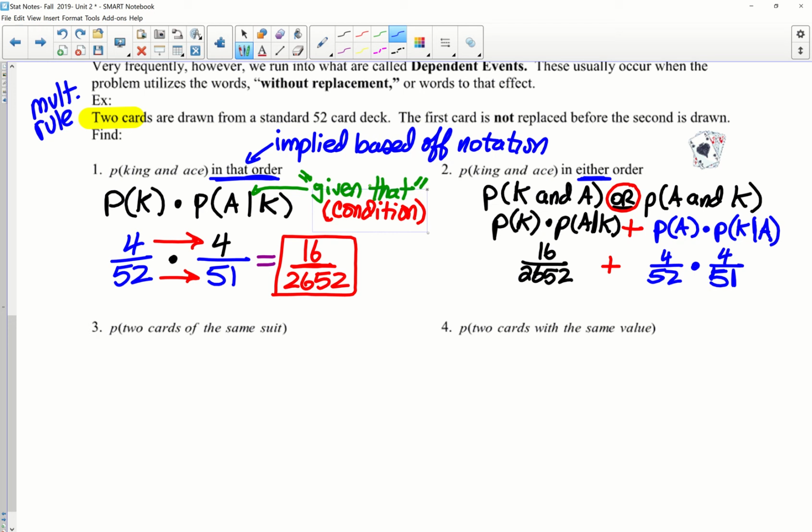All right, so what we get from this, if you compare it to number 1, it's the same computation, same stuff. All right, we got 4 out of 52 times 4 out of 51. All right, same exact calculation. Different order, didn't matter, same result. All right, so ultimately, all we had to do was take the answer for number 1 and double it, and we would get number 2. So we're looking at 32 as a final answer over 2652.